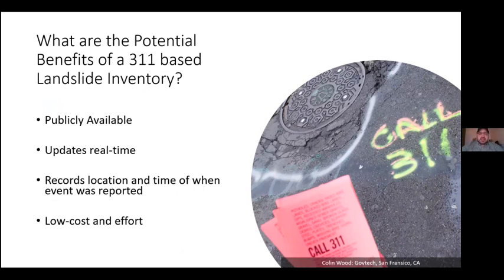So the first thing, with the potential of the 311 inventory, is it's publicly available. If you wanted to go look at 311 reports right now, you could go to the Allegheny County data website and download the spreadsheet right now. It updates in real time. So as the reports come in, the data sheet is updated. And key for making these landslide inventories, it records both the location and the time of when the event is reported.